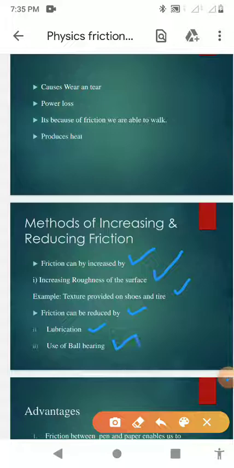So in that way you provide the ball bearing, thereby reducing the friction. Depending on the application, we use these methods. We can increase the friction by providing roughness, and we can decrease the friction by providing lubrication, as well as the use of ball bearings and other types of bearings also, isn't it?